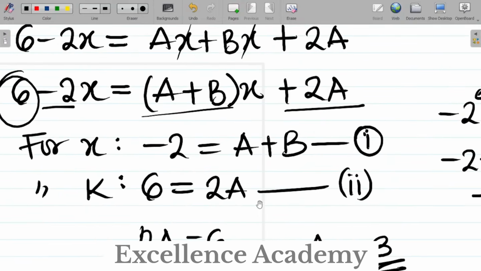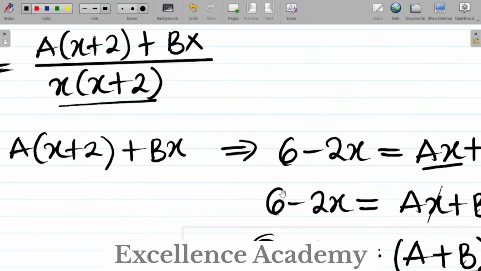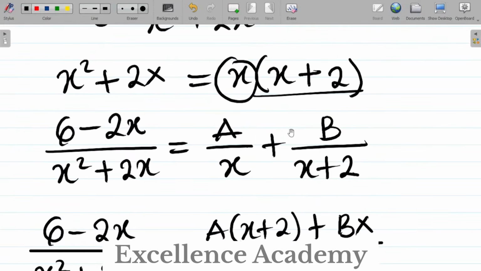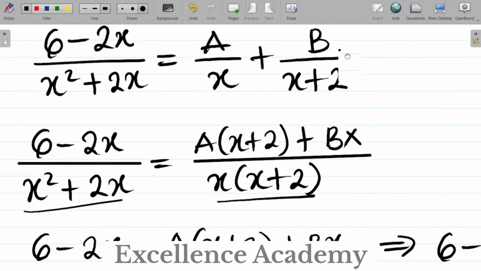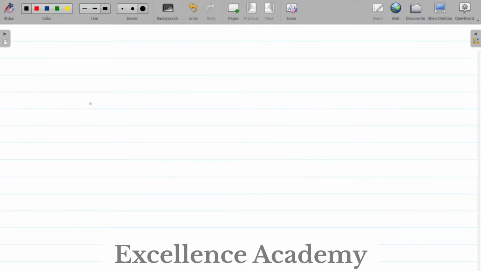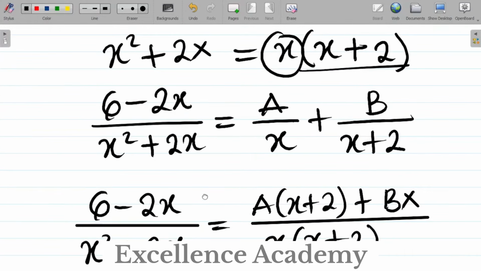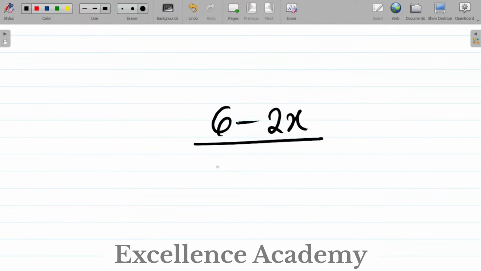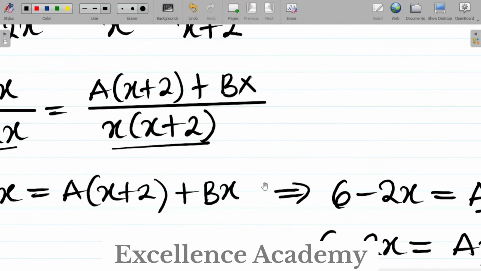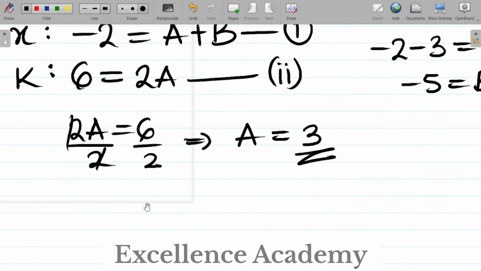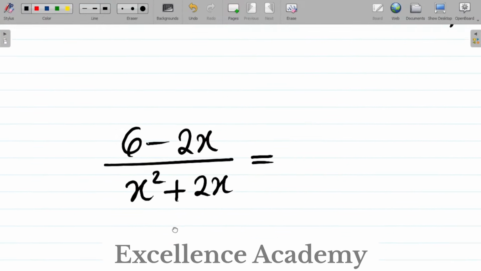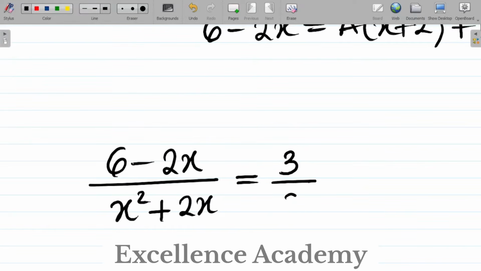Let's substitute back into our equation. It means that 6 minus 2x all over x squared plus 2x is equal to a over x. What's a again? You see, a is 3. So a over x becomes 3 all over x.